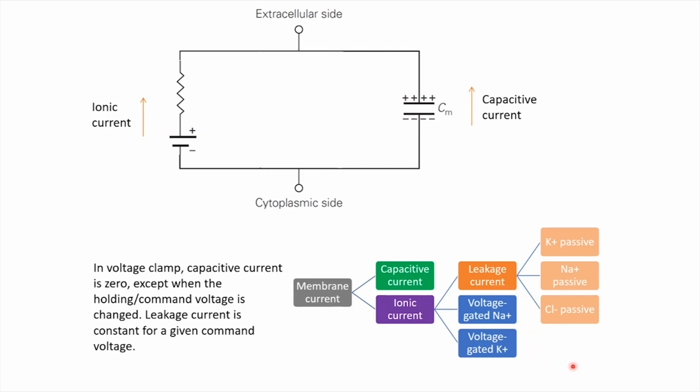So if we are measuring compensatory current in a voltage clamp experiment and we see some component of it that is changing over time, then we can know that it is not because of capacitive current or leakage currents, but it must be through some active conductances.